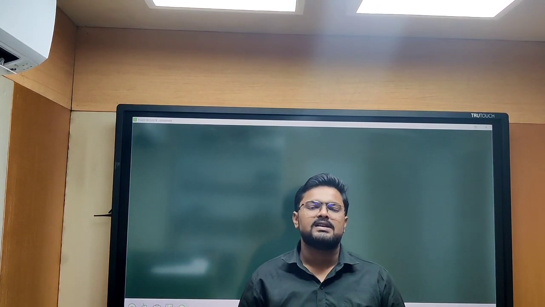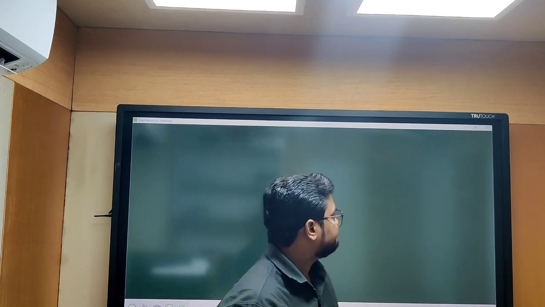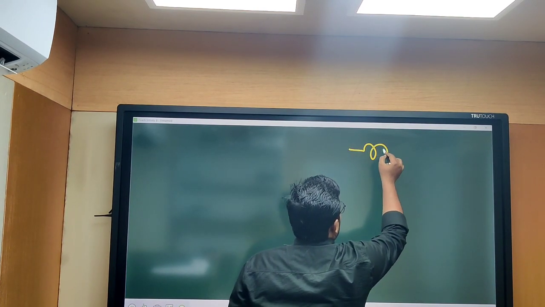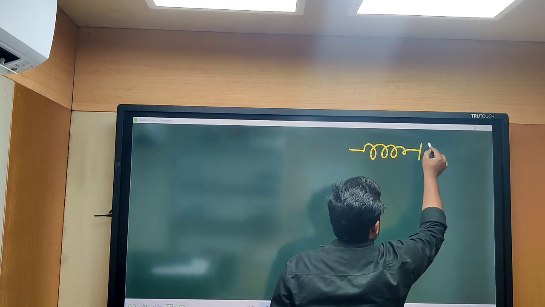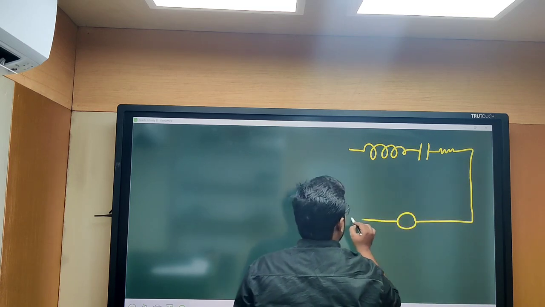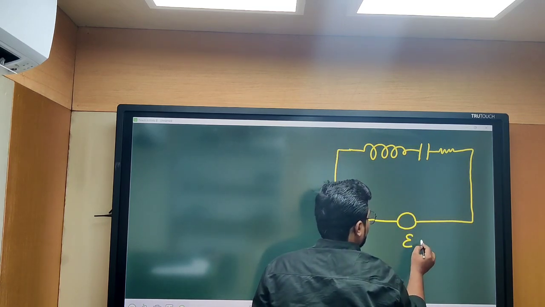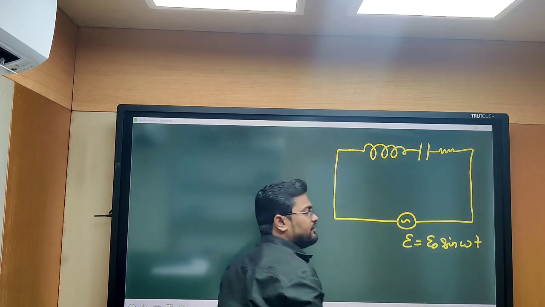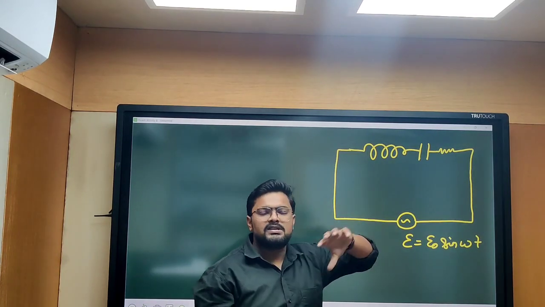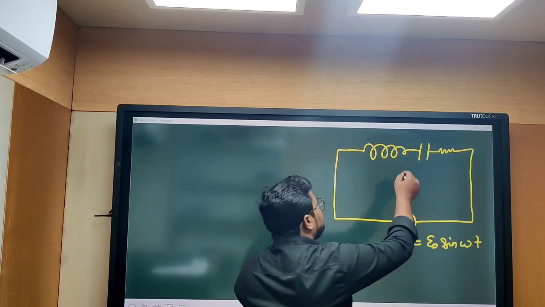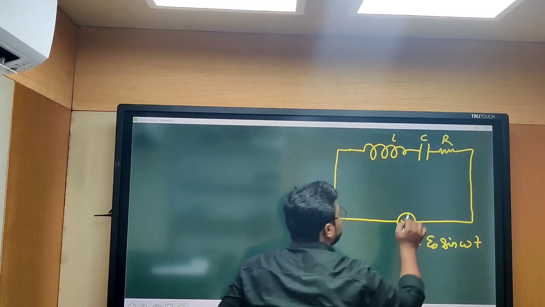I am going to teach you LCR circuit, which is part of the alternating current chapter. Okay, let's start the circuit. As you can see, the circuit which consists of an inductor, capacitor and resistor is known as LCR circuit. This is L, this is C and this is R.